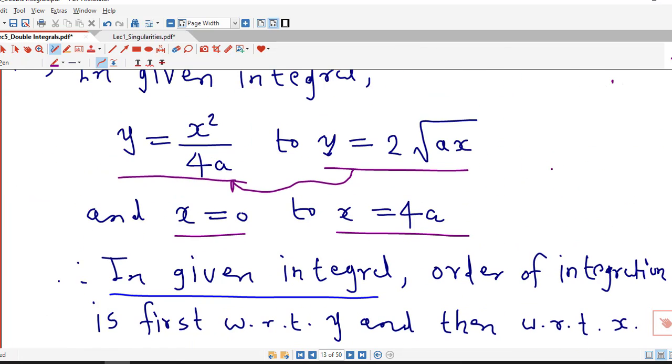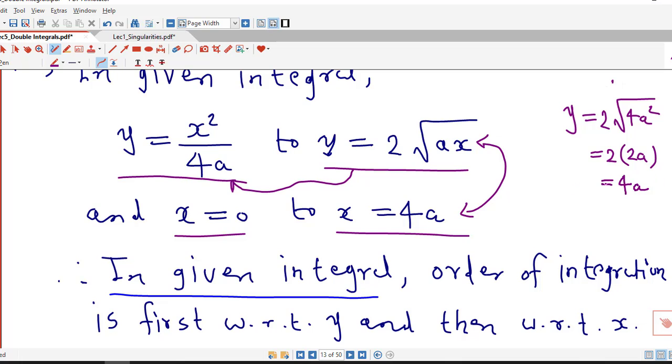And similarly we can decide the intersecting points of these two. If I put x equal to 4a here, I will have y equal to 2 times x is 4a, so this is going to be 4a square, that is 2 into 2a, we consider only positive square root, so 4a. So these two will intersect at point 4a comma 4a.